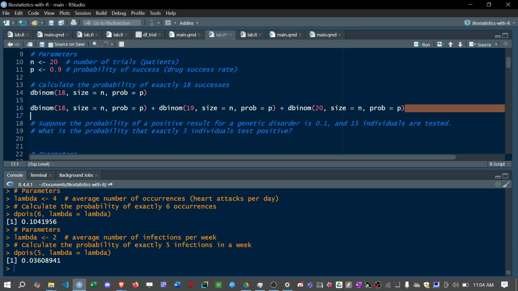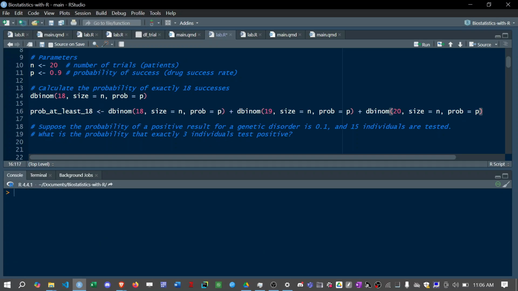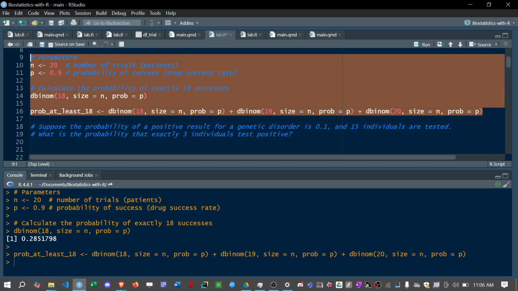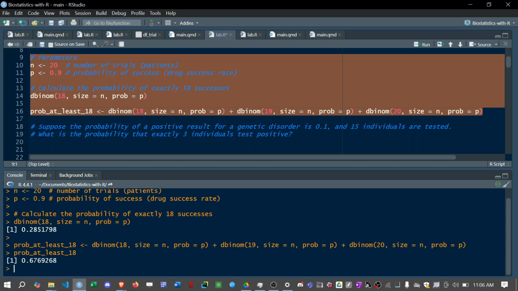So this is the probability that at least 18 patients will be cured. When I run it now, I called it probability of at least 18. You can see I have 0.68. So this is the probability that at least 18 patients are going to be cured.